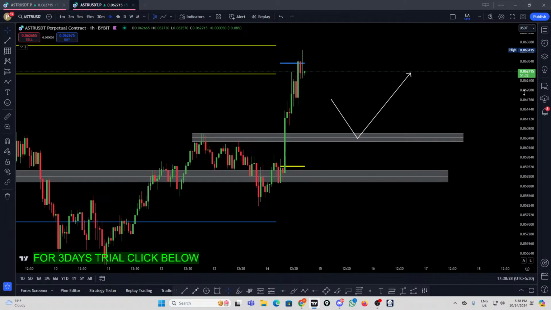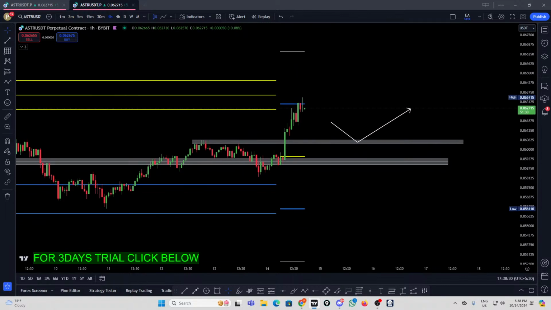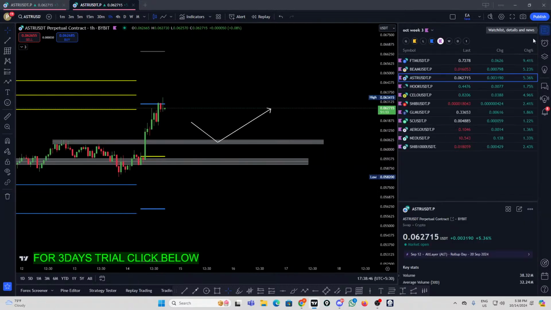Okay, if this level breaks, remember, if this level breaks, no worry, we'll find another setup, because when we see super narrow, most of the time it will be more volatile. So no problem, we'll always wait for the best setup or best retracement.